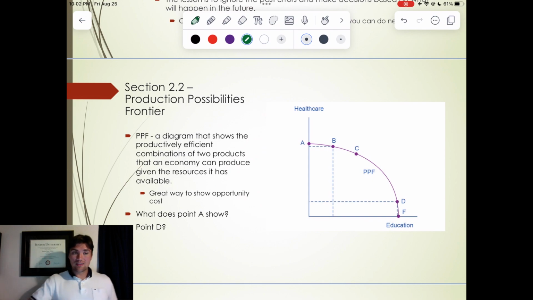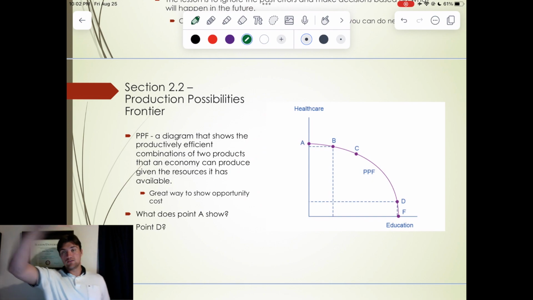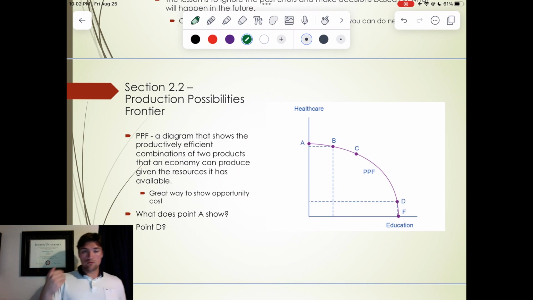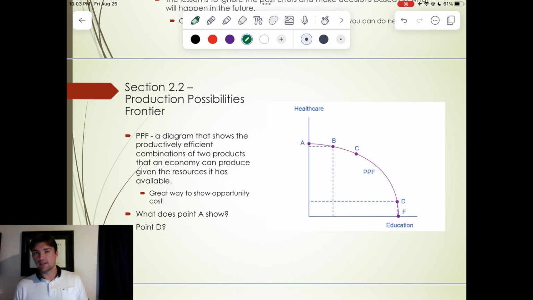So with this, we have the United States, and they are able to make a lot of different things. But let's make it simple and pick two things, such as healthcare and education. If we were to dedicate everything to healthcare, we would have A. That would be the most amount of healthcare we got. But how much education do we have? Education would be like the amount of schools we have, things like that.